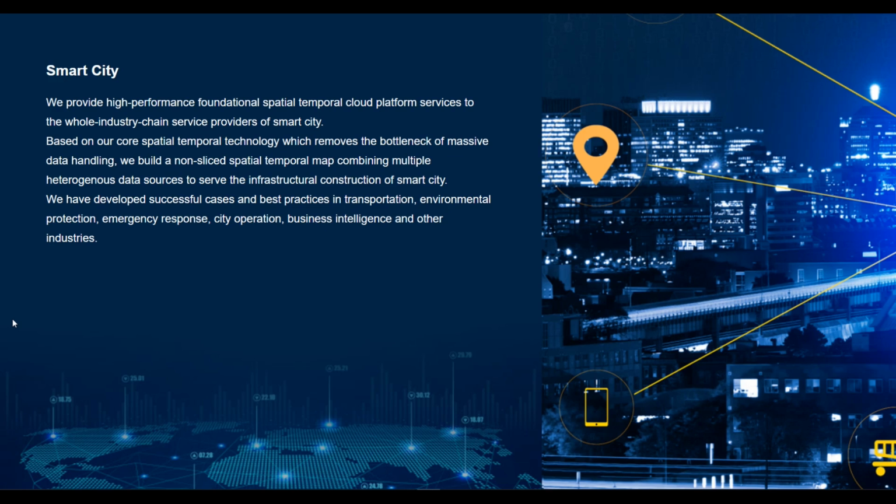So like we saw in the case of autonomous driving, there is not just one brain handling all the data from the surroundings. They will actually do brain slicing, which means the work will be divided among different processors, doing parallel processing for handling different types of data so that it can be done much more easily. So we have developed successful cases and best practices in transportation, environmental protection, emergency response, city operation, business intelligence, and other industries. So they have already tested this technology in different sectors.